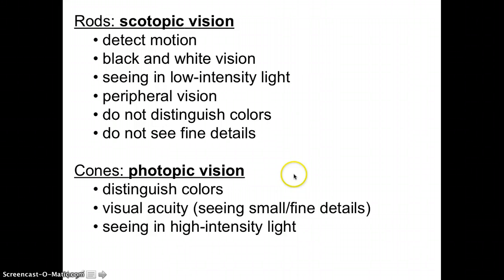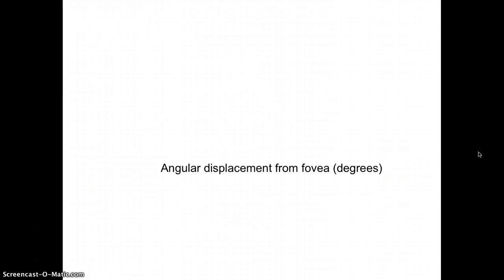So these are the two different types of vision. One comes from rods, the other comes from cones. Cones see color, and rods see the rest.